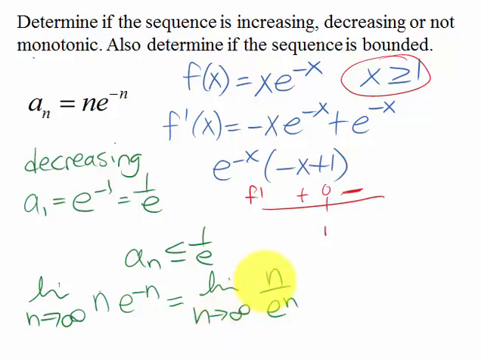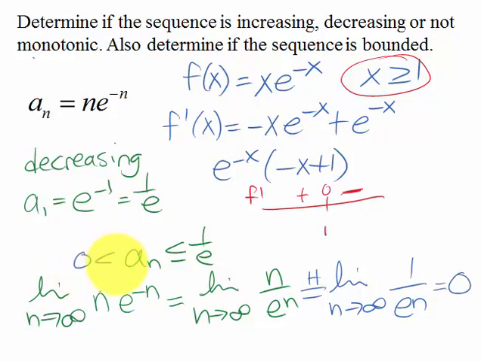Now we see that both numerator and denominator are going to go to infinity, so we can apply L'Hopital's rule. And we've got the limit as n goes to infinity. The derivative of the top is 1. The derivative of the bottom is e to the n. So we can see as we let n go to infinity, we've got a fixed numerator, denominator becoming large, so this is going to go to 0. So we have a lower bound on our sequence of 0.